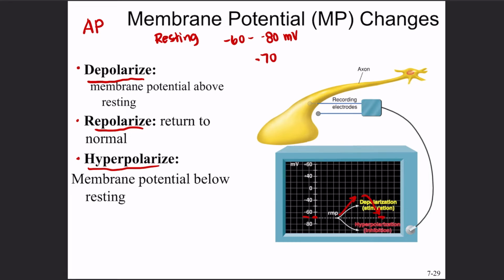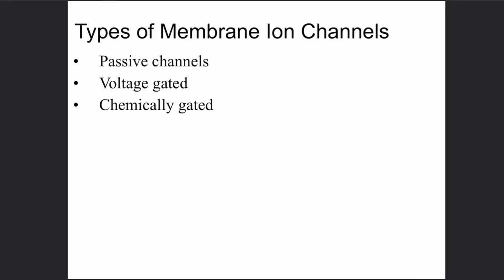But if it hyperpolarizes, that means it's going past normal. And so it goes past or below our resting membrane potential. So we're going to use these words again. So we have our passive channels where ions can move through passive diffusion from high to low concentration. We have voltage-gated channels where the voltage, like whether it's positive or negative millivolt changes, is going to turn open or close these gates. And then we have chemically gated, which means if we have a receptor that binds to a specific ligand, then it may cause the gate to open.